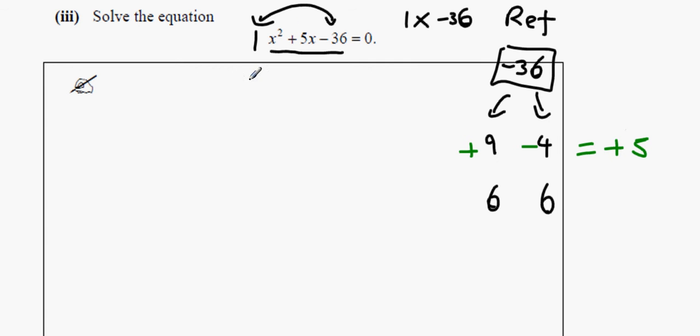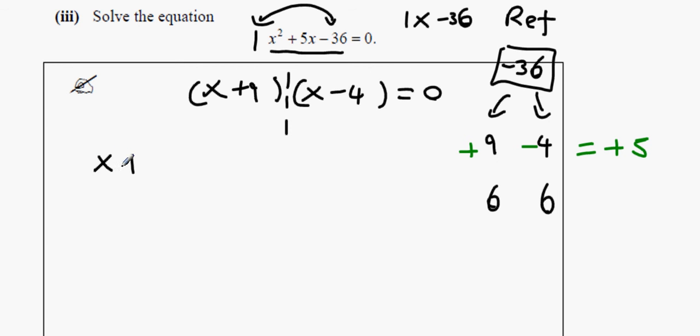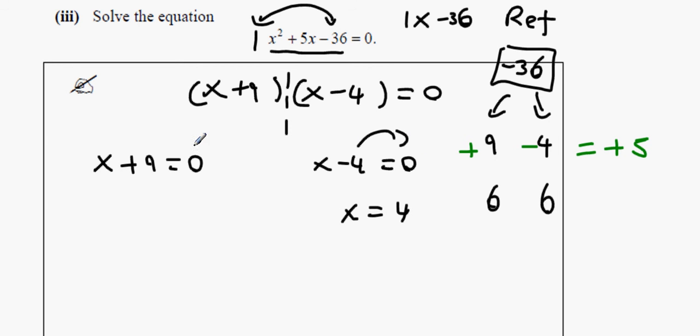So what we're going to get here, now remember for these questions it breaks up into 2 brackets. Plus 9 goes into one of them, and minus 4 goes into the other one. Either one of these two numbers has to be equal to 0, so it's either x plus 9 equals 0, or x minus 4 equals 0. Bring it over to the other side, so x equals 4, or x equals minus 9.